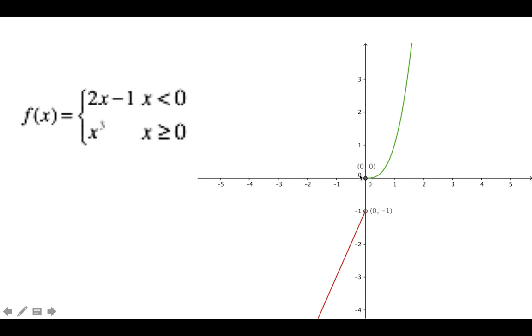We've got a solid dot here on the cubic because we're using that for x greater than or equal to 0. When we have the equal, we get a solid dot at that endpoint. For the line, we don't have an equal, so we get an open circle at x equals 0.